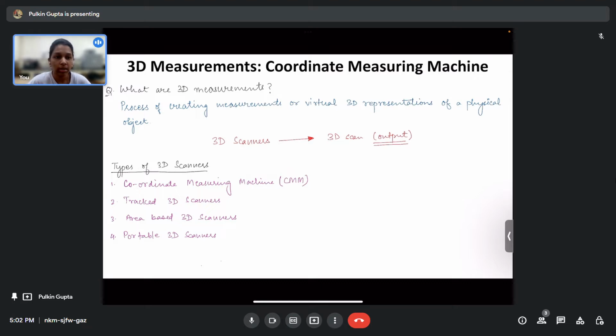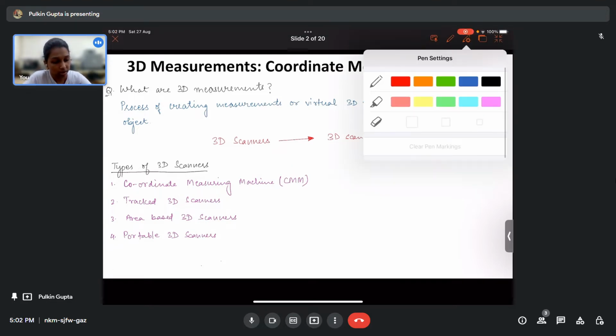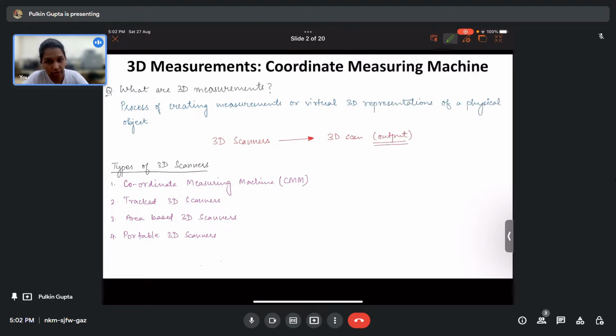So also there were laboratory demonstrations in the week's content. So we'll be just going through the laboratory demonstrations or the basics of that briefly and then continuing to the sample problems. So let us first understand what are 3D measurements. So 3D measurements are the process of creating measurements or virtual 3D representations. So they are either measurements or virtual 3D representations of a physical object.